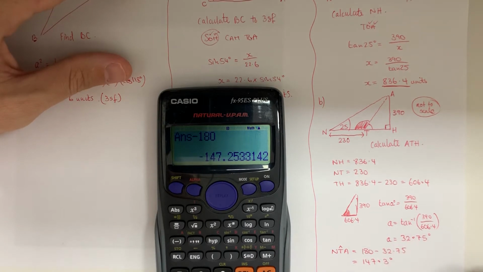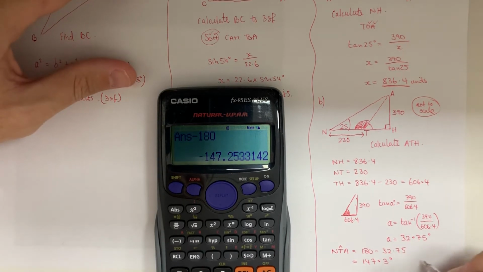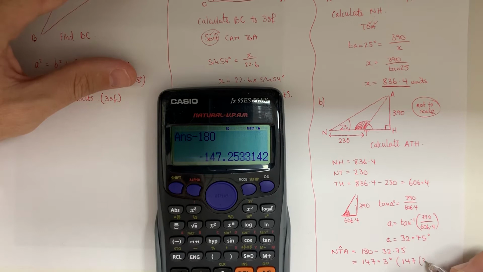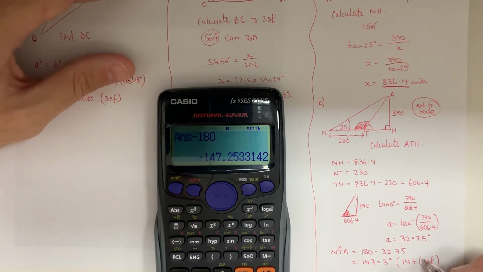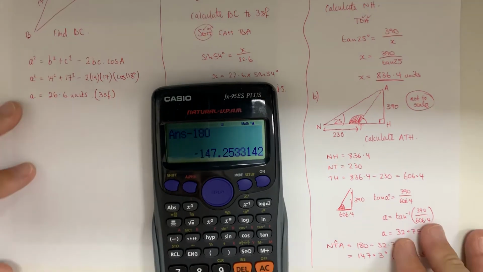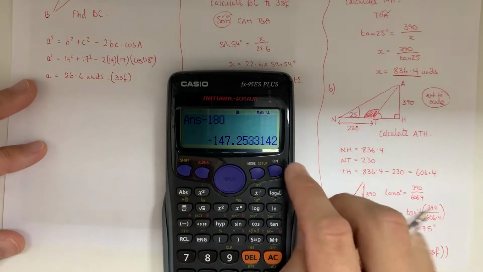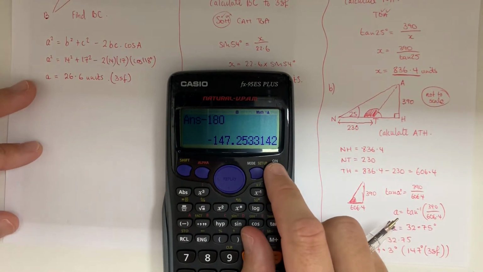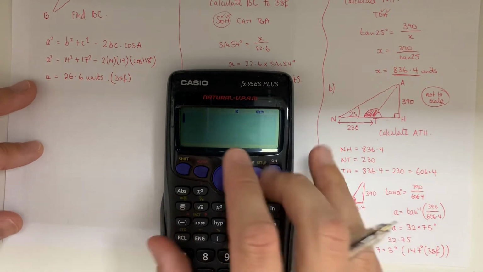147.3 degrees. Now it doesn't actually specify to 3 significant figures, but in IB you do need to get used to 3 significant figures unless stated otherwise. So that would be 147 degrees to 3 significant figures. Okay, so that's me answered question 4, 5 and 6. Now I will answer question 7 and 8.